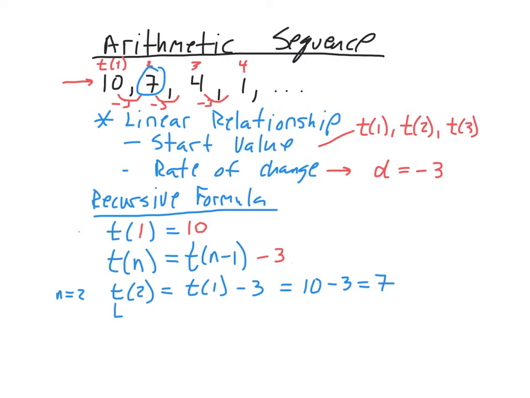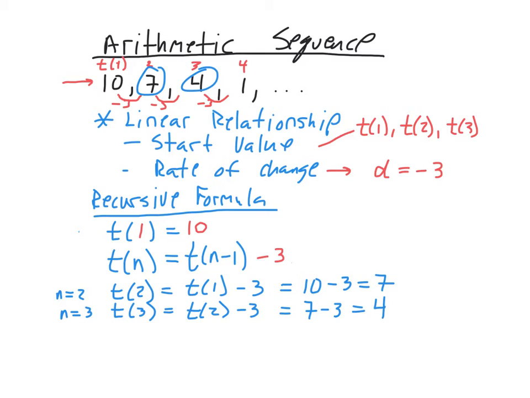Let's do it again. T of 3. N is now equal to 3. Plug that in. T of n minus 1, that's 3 minus 1, which would be t of 2. And then I subtract 3 from that. But I have t of 2, it's 7. So t of 3 better be 4, and indeed it is. And we could just keep going. The recursive formula keeps generating the sequence. You start at the start value, in this case t of 1, and then you just keep subtracting 3 as you go. And you generate the sequence.